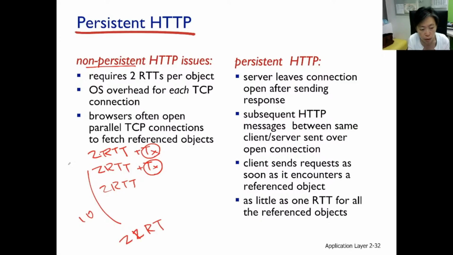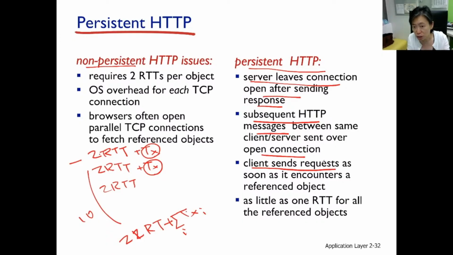So 10 of these plus this one over here, the base. And yeah, the sum of the TX, depending on which object it is. Now, for persistent HTTP, the server is going to leave the connection open after sending the response. So subsequent HTTP messages between the client and server will be sent over the open connection. The client can send requests, as I said.